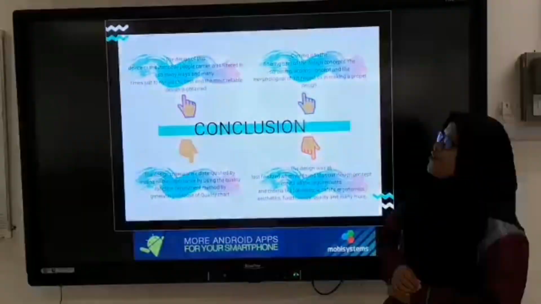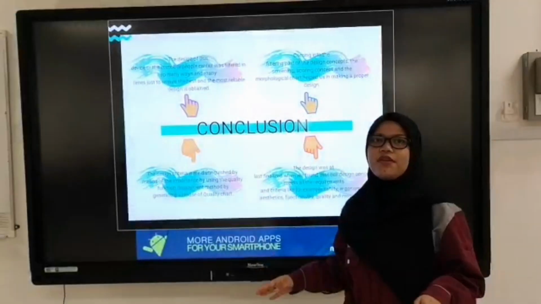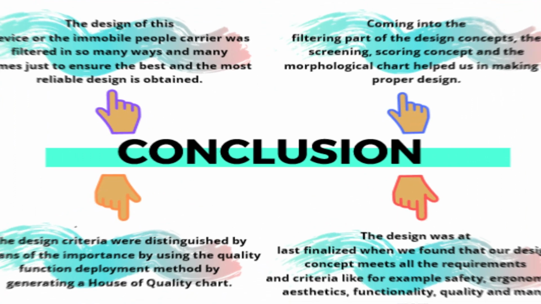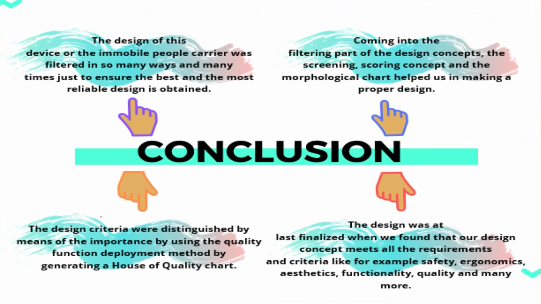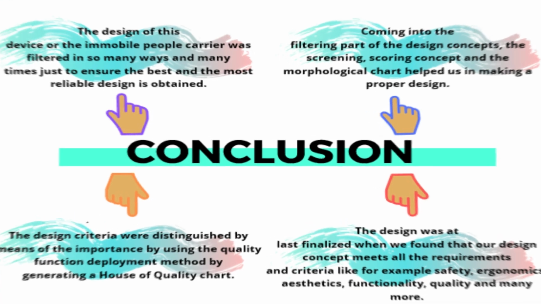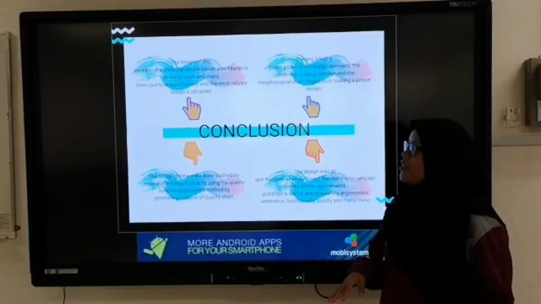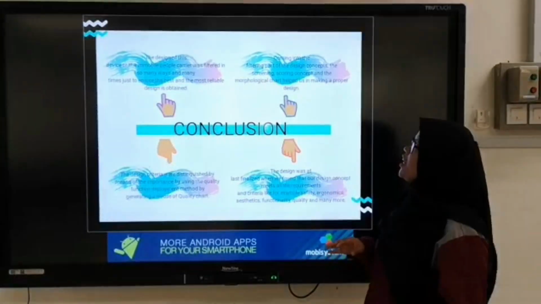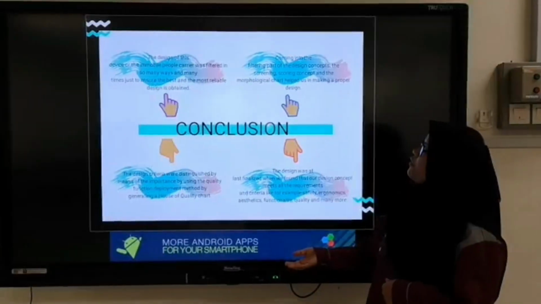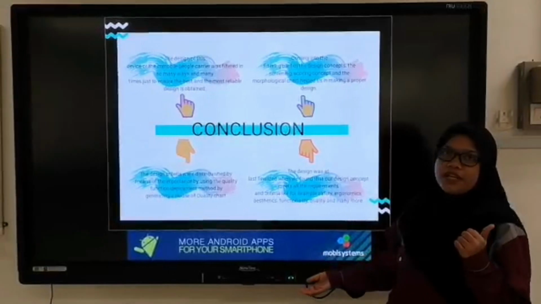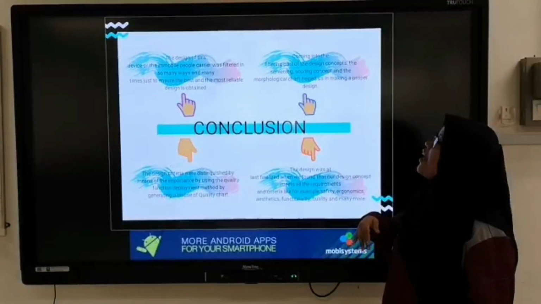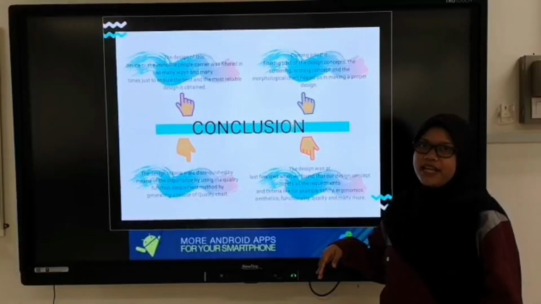As a conclusion from all that we have been going through, first, the design of this device, the immobile paper carrier, was filtered in many ways and many times to ensure the best and most reliable design. In the filtering of the design concepts, the screening, scoring, and the morphological chart helped us in making a proper design.